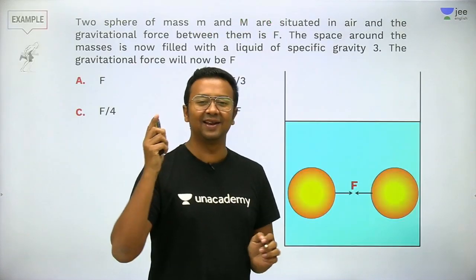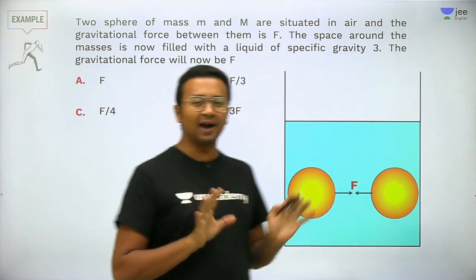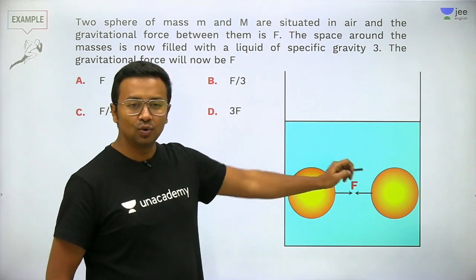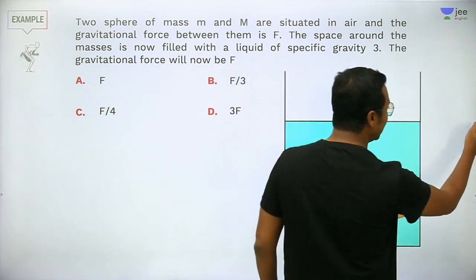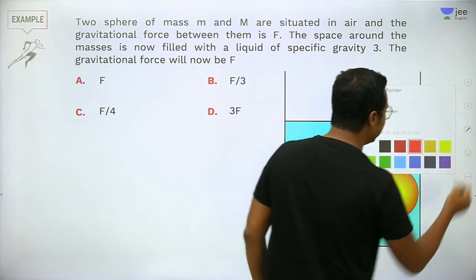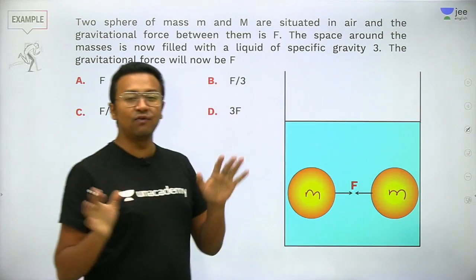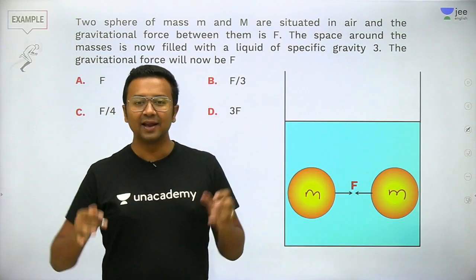Fine. Okay. Let's go for our first question. Very simple question. The understanding should be very clear. I had two objects. They were having a mass of m. So let's say this is m and this is m, and the force between them was F.